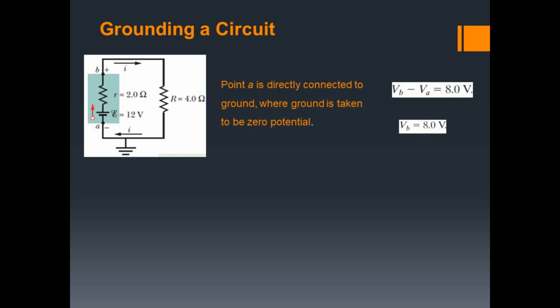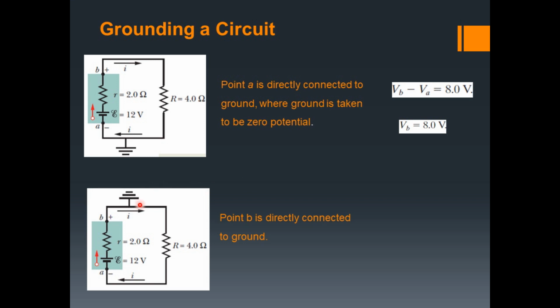So now if we connect the point B to the ground, in this case we connected point A to the ground, but now if you connect the point B to the ground, then what would happen? Then VB will be 0 because the potential at point B would be 0, and you can write VB minus VA is equal to 8 volt, or you can write VA is equal to minus 8 volt.